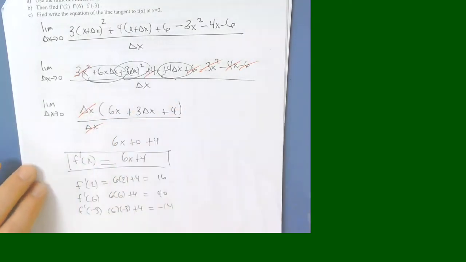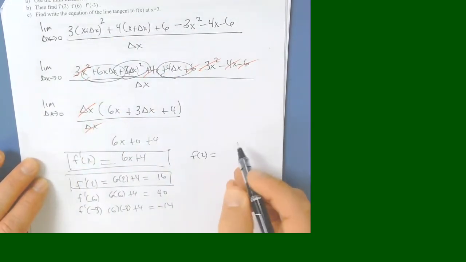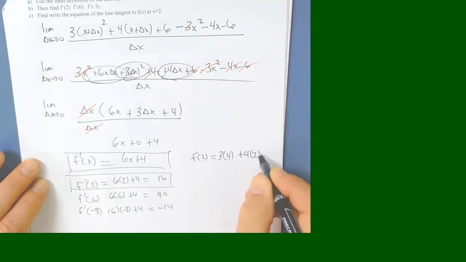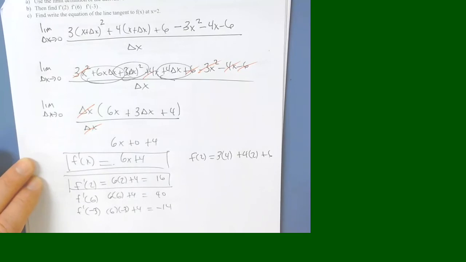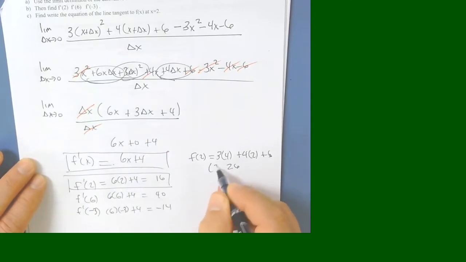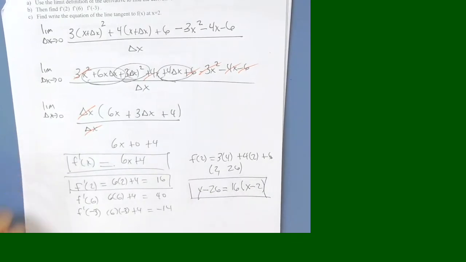Find the equation of the tangent line at 2. I need to plug into f of 2, which is 3 times 2 squared plus 4 times 2 plus 6. 12 plus 8, 20, 26. My point is (2, 26). Y minus 26 equals 16 times x minus 2.